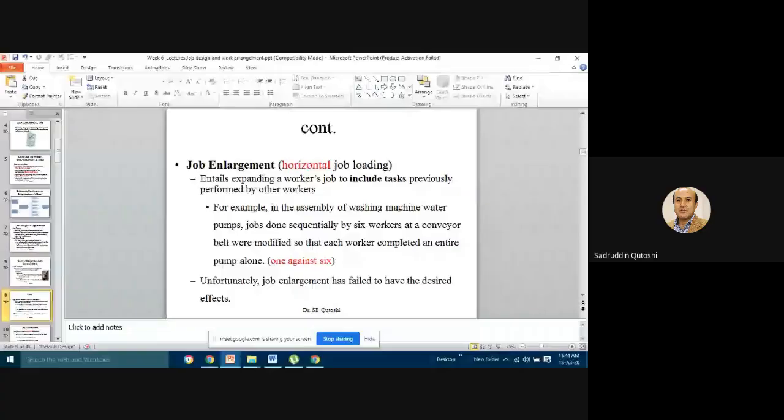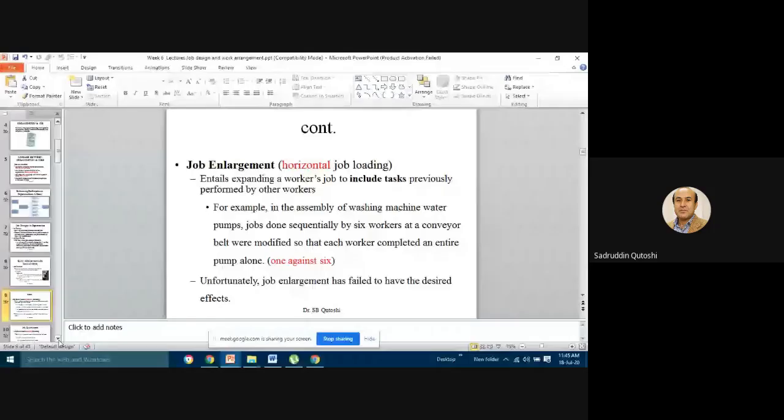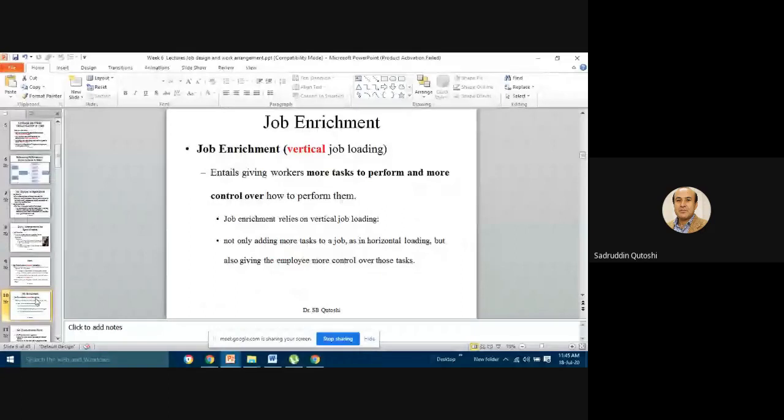A huge amount of work is assigned to you within your own domain. Tasks which other people in the organization were working on are given to you. And unfortunately job enlargement has failed to have the desired effects. So this has a negative, not a positive, effect on organizational life. Job enlargement has nothing to do with enhancing the performance of the organization.